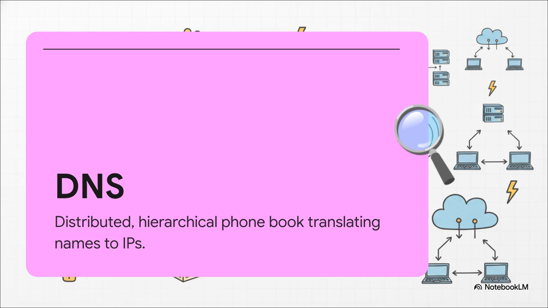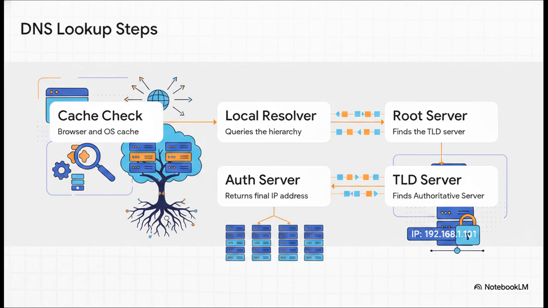DNS is not just one massive server sitting in a desert somewhere. No way. It's a globally distributed tree of servers that are constantly working together. So what actually happens when you type in a URL? Well, the query takes this very specific iterative journey.